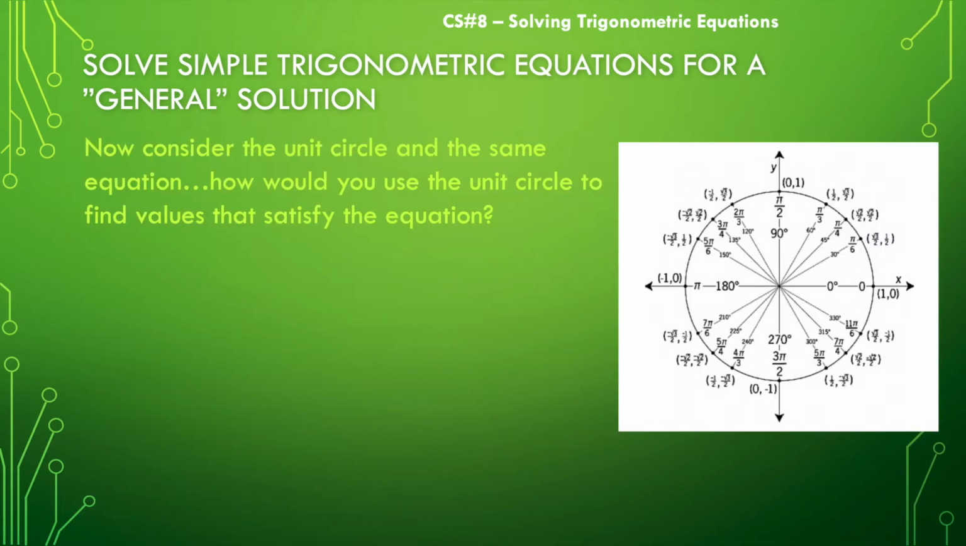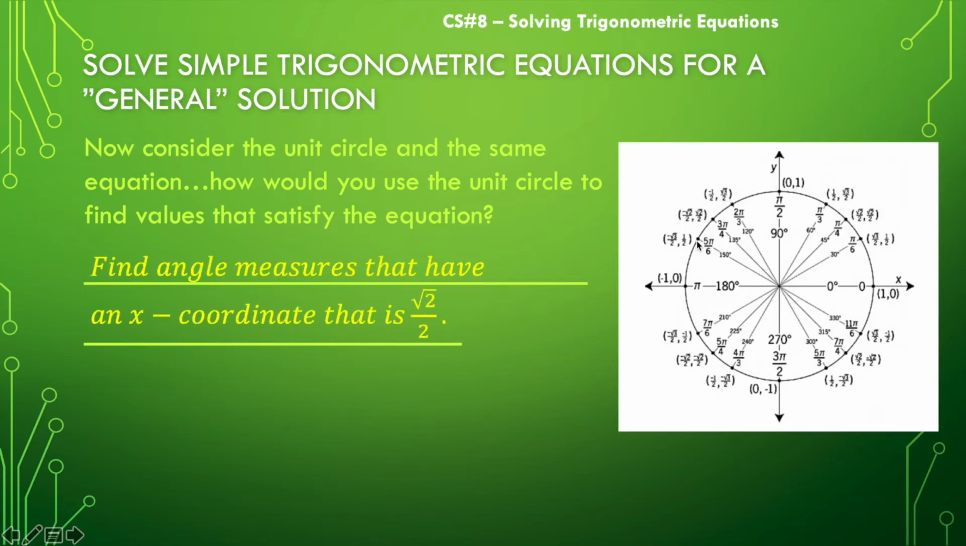Let's think about the unit circle with the same equation. Cosine of x is equal to square root of 2 over 2. Well, how would you use the unit circle to find the values that satisfy this? Well, if we know the cosine of x on the unit circle are the x coordinates, all we're looking for are the angle measures that have an x coordinate that is the square root of 2 over 2. So, here's one at pi over 4. And then we are not going to see it again until what? 7 pi over 4.